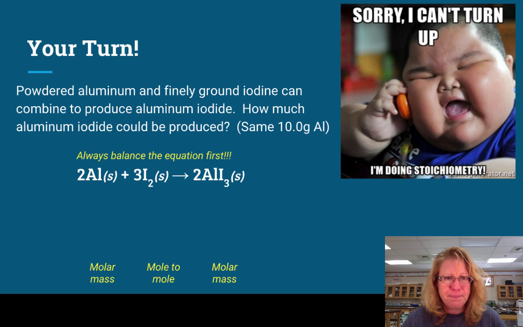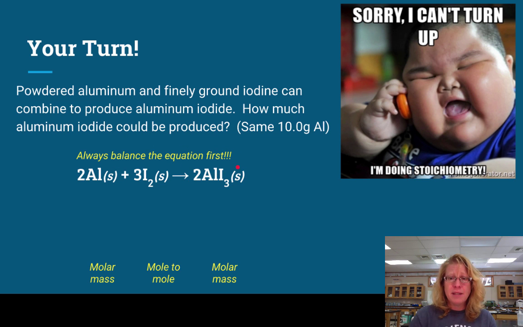All right, moving on. Your turn to try to practice one. I'll let you hit pause. See if you can figure out. I've got a couple little prompts on there. In this one, I'm going to ask you to start with that same 10 grams of aluminum, and now I'm going to ask you to calculate how much aluminum iodide could be produced. Again, different quantity. So now we're going from aluminum here to aluminum iodide over here.